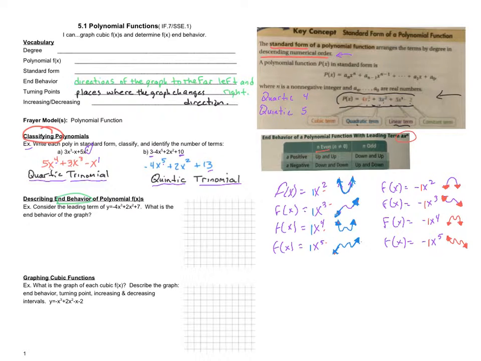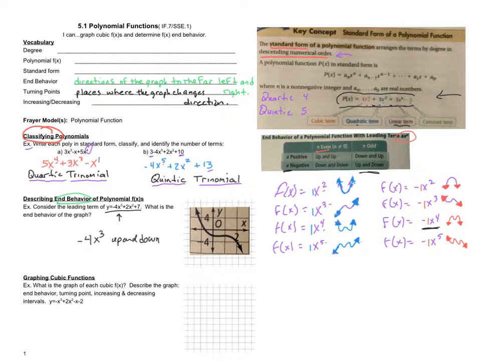So if we come over here and we look at this example, it says, consider the leading term, what is the end behavior of the graph? Well, the leading term is going to be negative 4x cubed. And given that, what is the end behavior of the graph? Well, judging by the negative a, and it is an odd exponent because it is 3, the end behavior should be up and down. So it should be something like that.